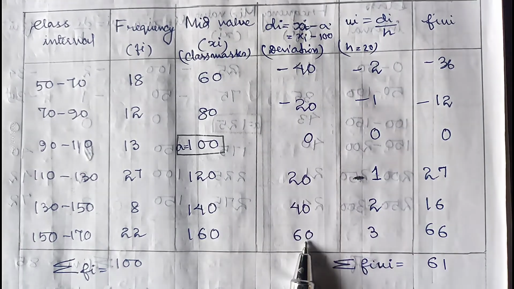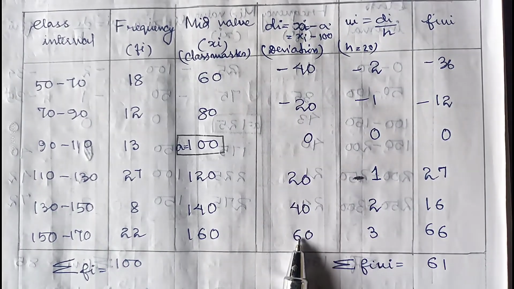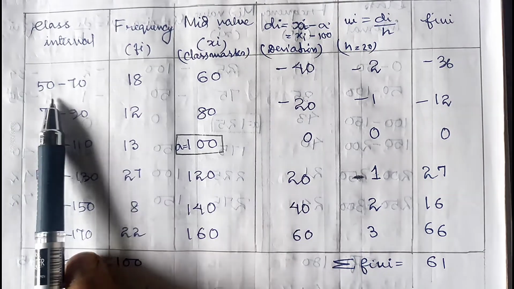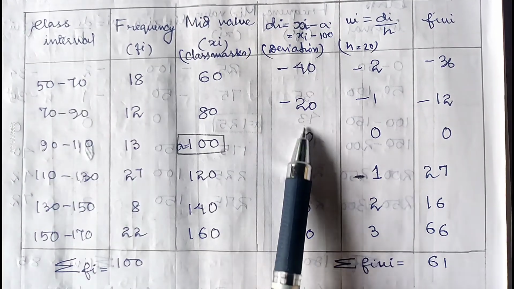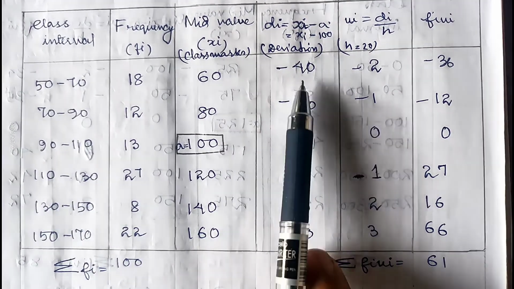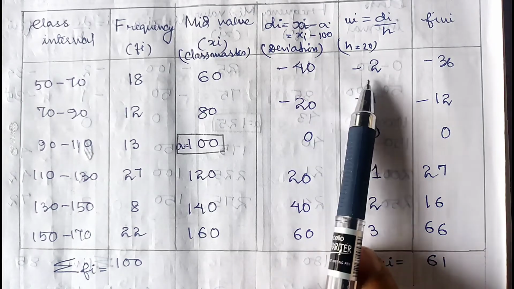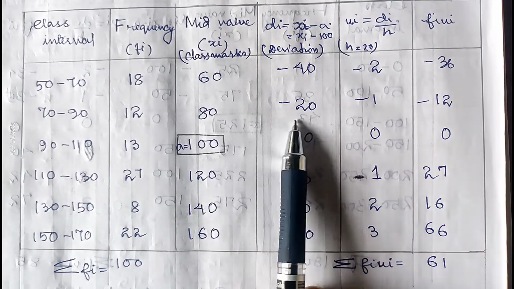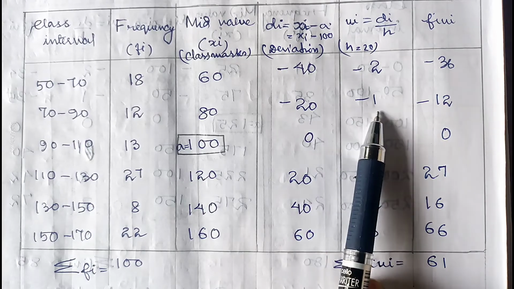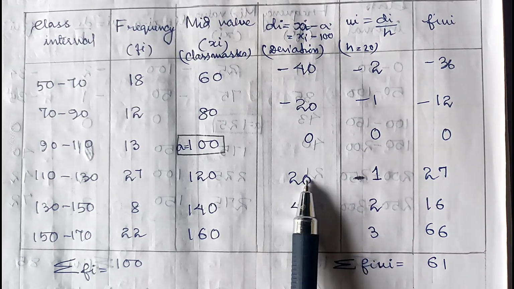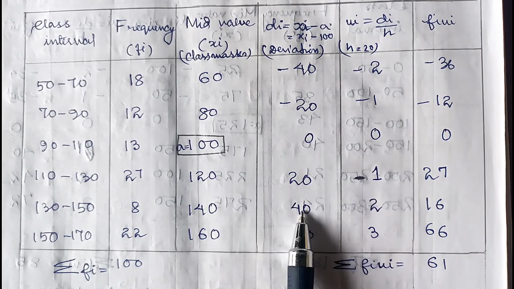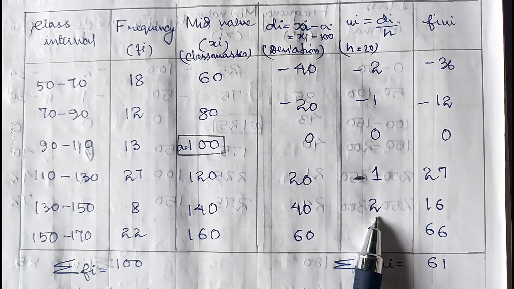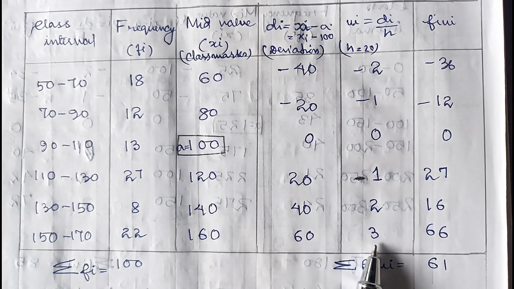After calculating deviations, we have to divide each deviation by the class size. Here the class size is 20, so all these values we have to divide by 20. Minus 40 divided by 20 will be minus 2. Minus 20 divided by 20, minus 1. 0. 20 divided by 20, 1. 40 divided by 20, 2. 60 divided by 20, 3.